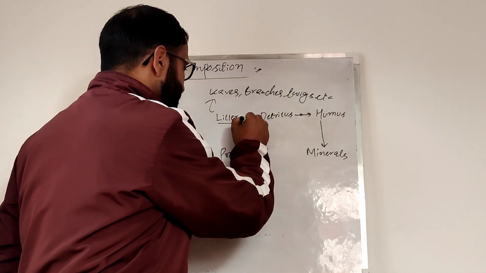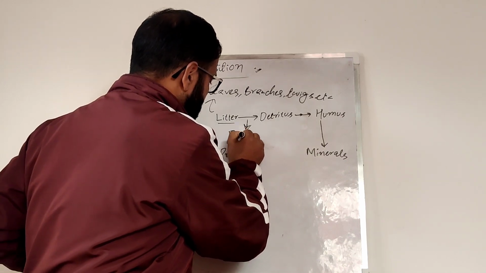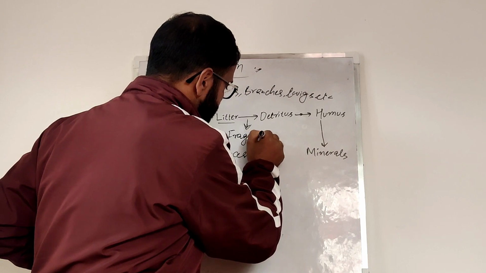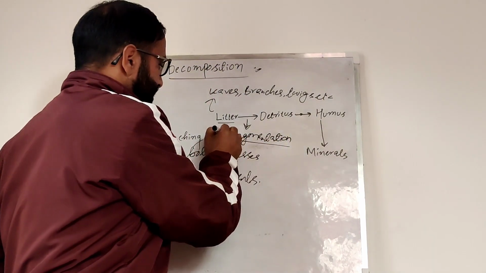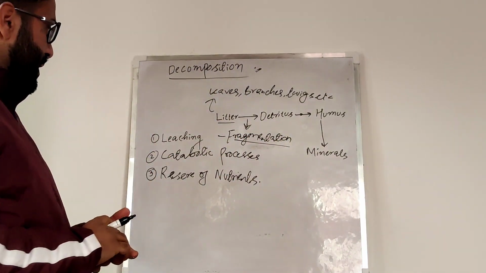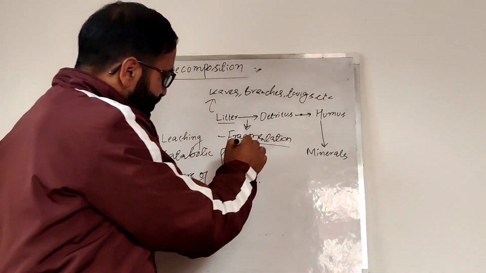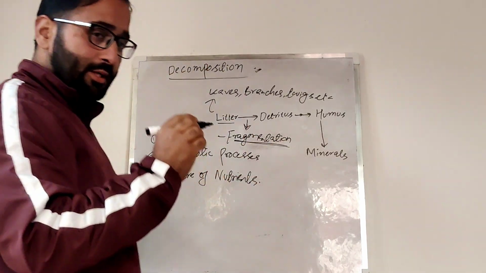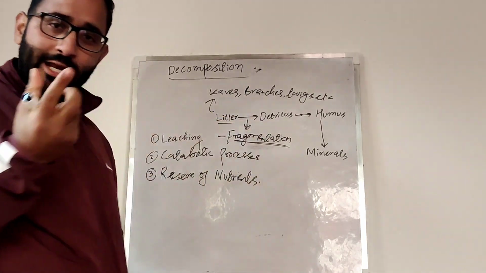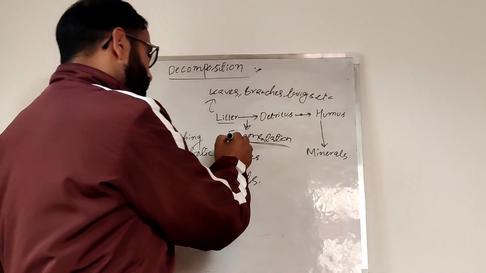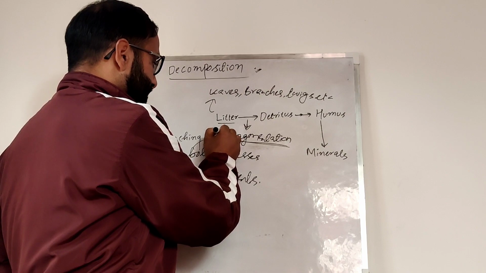This process of breaking down of this litter is called fragmentation. Fragmentation means it is broken down into smaller pieces. Besides being broken down into smaller pieces, it is also partially decomposed. So fragmentation as well as partial decomposition occurs in this step.